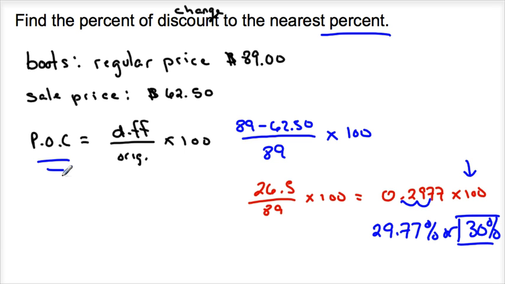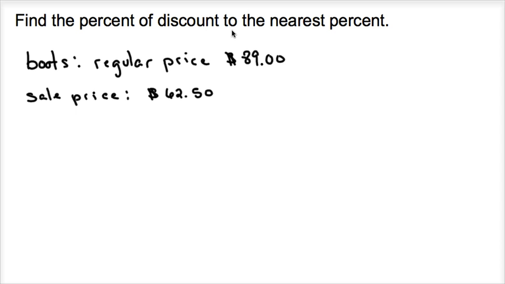One technique to finding this. Let's look at another technique. Okay, so the second technique, same problem. Find a percent discount. But first off, how much was the discount? How much money did you save? Well, if you take your $89 and subtract $62.50, what amount did we save? Not percent. How much money did we save? So $89 minus $62.50, we saved $26.50.